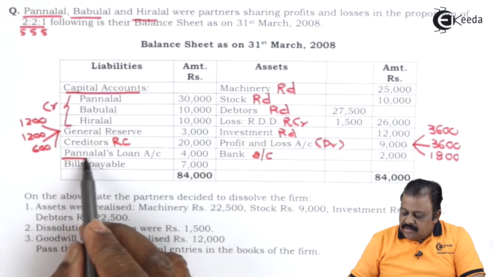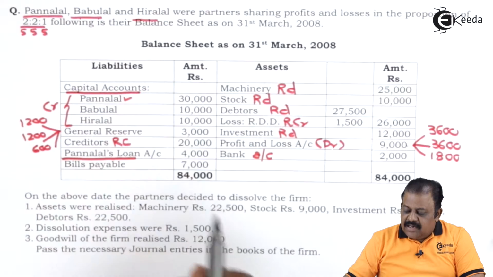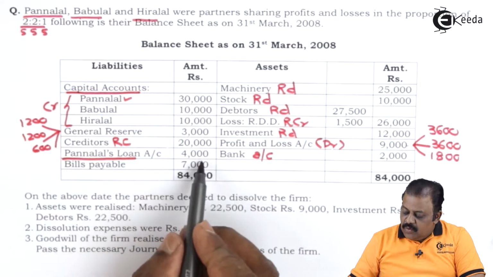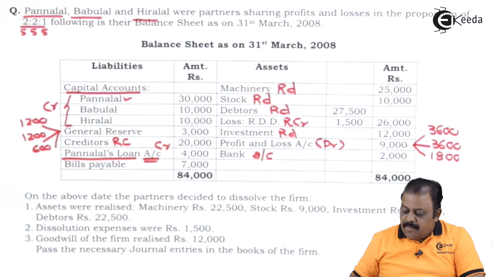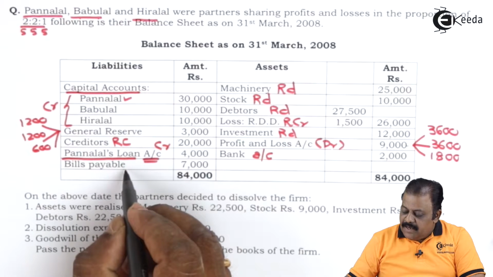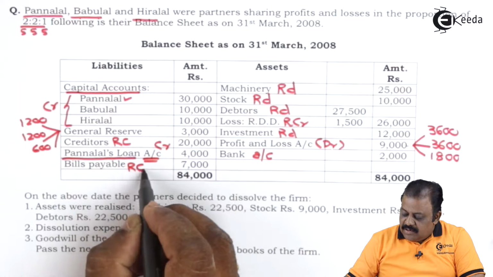Pannalal's loan account. Pannalal is a partner in the firm. He has given a loan of 4,000. We'll have to open a separate account where we'll be crediting this amount. Bills payable, realization account, credit.